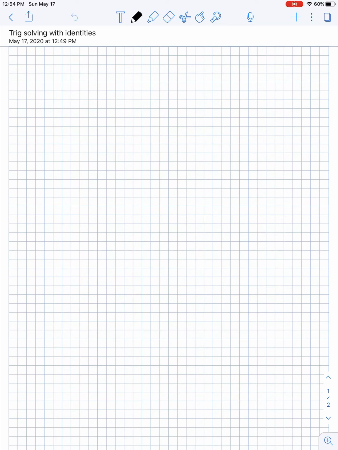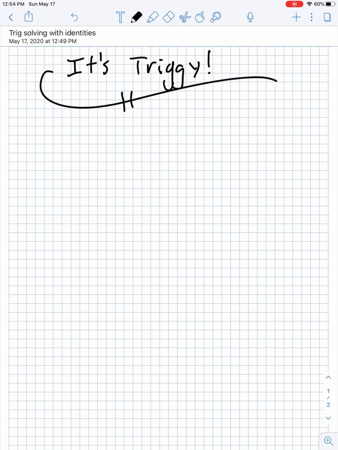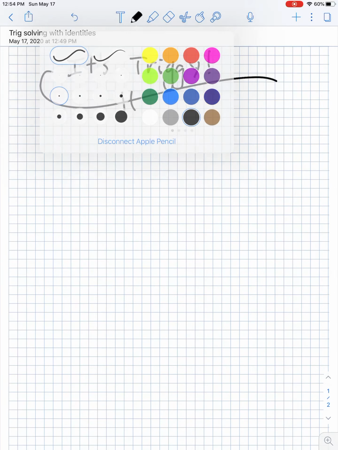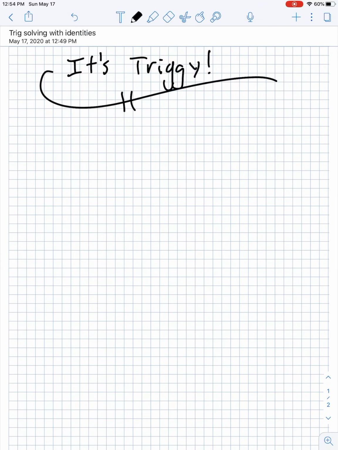So today we're going to talk about solving trig equations using identities. Let's just say the title of the lesson is "It's Triggy." Okay, guys, there's tons of trig identities, and you can get super deep with these. Pre-calc really goes hard with trig identities. I'm not sure exactly how deep we're going to go, so I'm just going to show you a really basic one today.